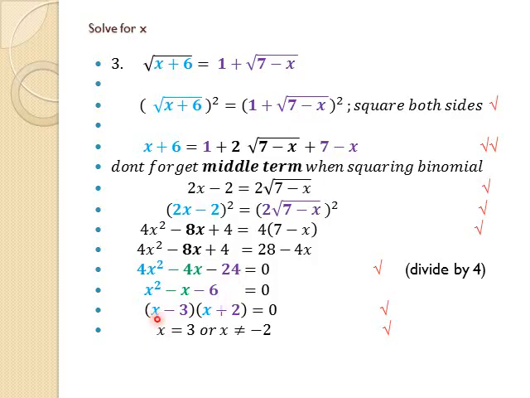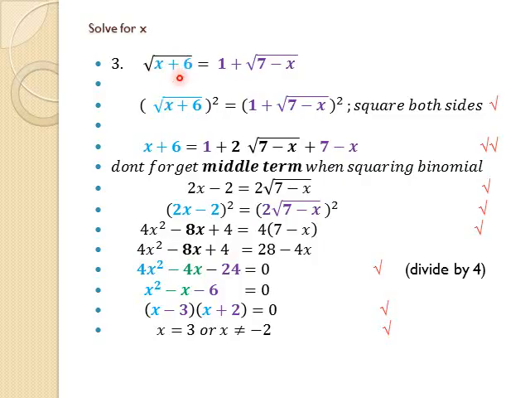So x squared is simply x times x. 6 would be negative 3 times positive 2 to get negative 6. But for minus x, the two closest that are marrying, and the two furthest that are divorcing, plus 2x. So 2x minus 3x gives me minus 1x. Therefore x equals 3, or x equals negative 2.